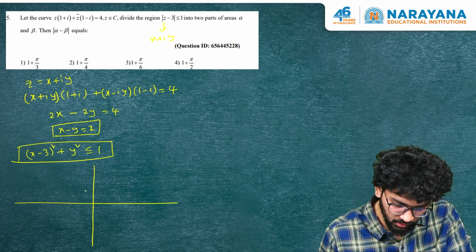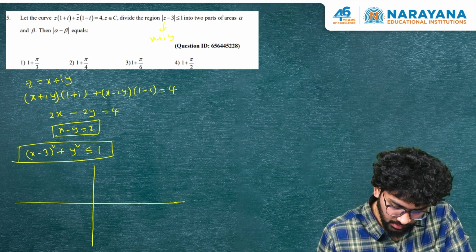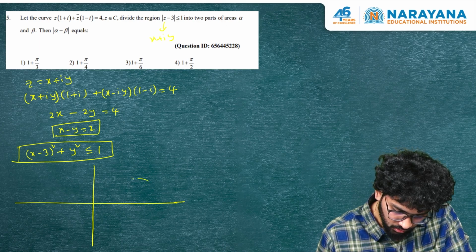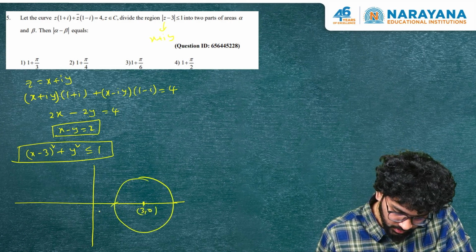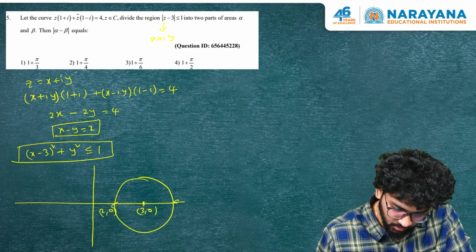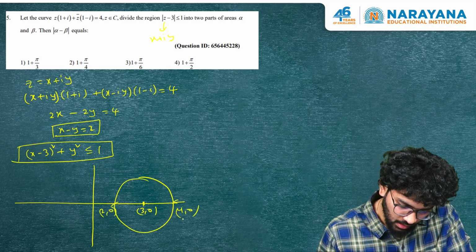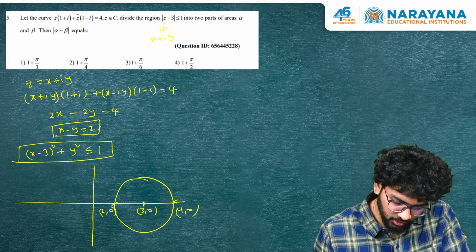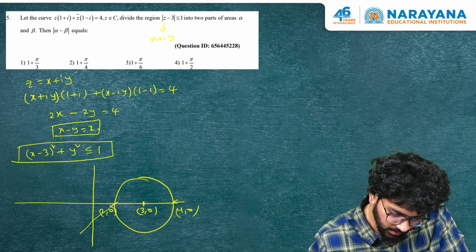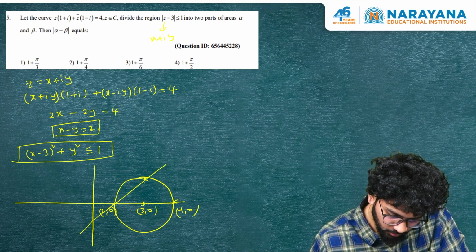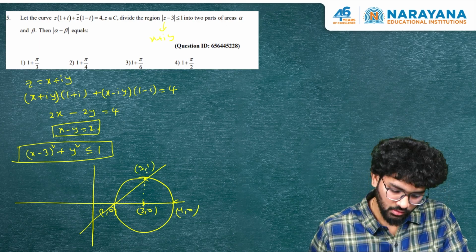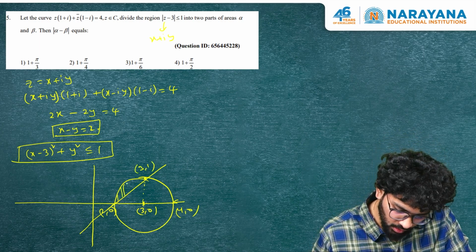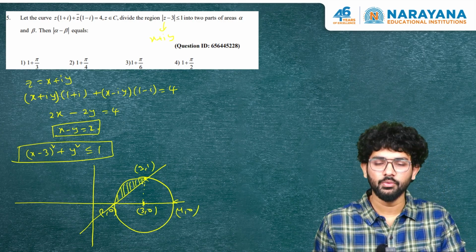So if you draw the diagram of the circle, the center is at (3, 0). So this represents a circle with center (3, 0). This end will be (2, 0) because the radius is 1, and this end will be (4, 0). Our straight line is passing through (2, 0), so it will be a straight line like this. And this point is (3, 1). So this will be the smaller region and the other part will be the larger region.